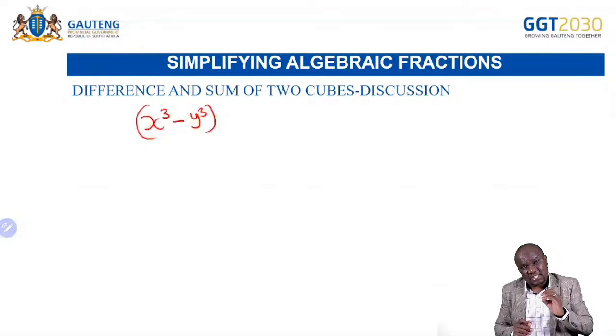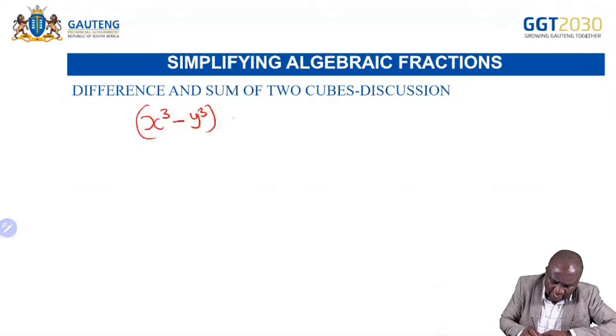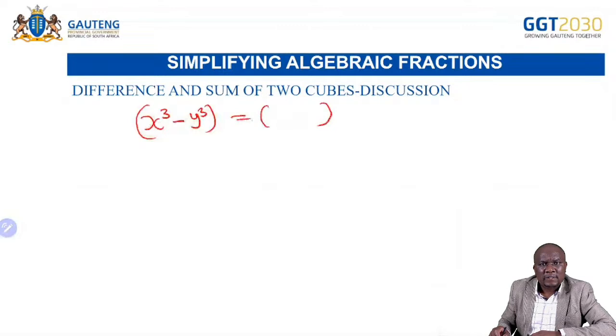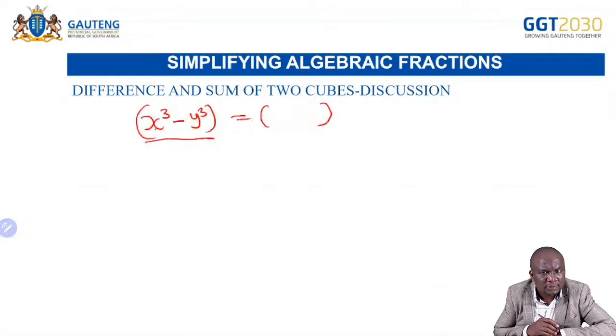Just remember these steps. I'll give you time to write your note. Remember these steps. You have your first bracket. The first bracket is similar to this bracket, but it's only that we are using the cube root now. What is the cube root of x cubed? It's x, isn't it? Then what is the cube root of y cubed? It's y, isn't it? So you have your bracket.